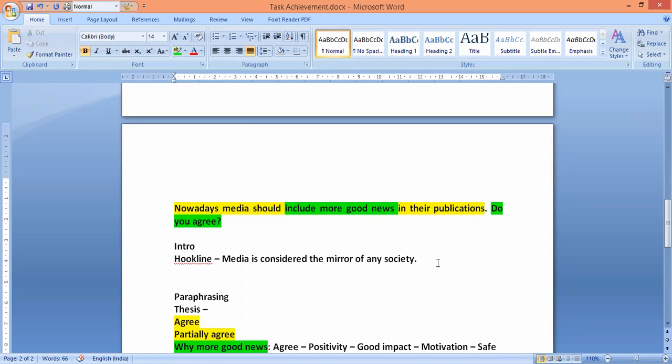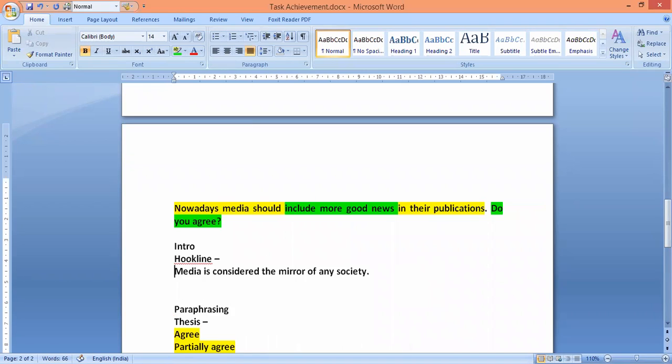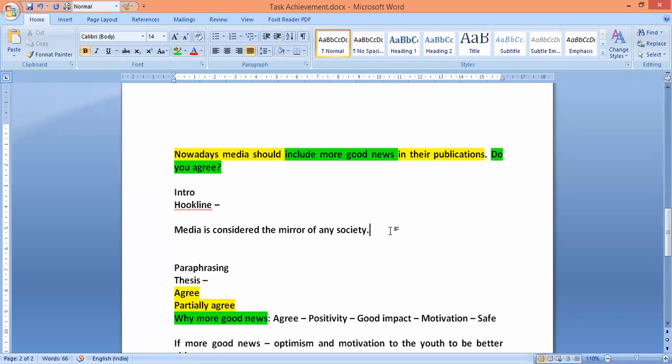Okay, I agree. There is no good news and something like that, or it's a very hook line. It's a general statement, hook line or general statement. So hook line should also consider all the major information from the question: media, news, and publication, right? That's why it will create interest in the examiner about what you are going to say next. So media is considered the mirror of any society.